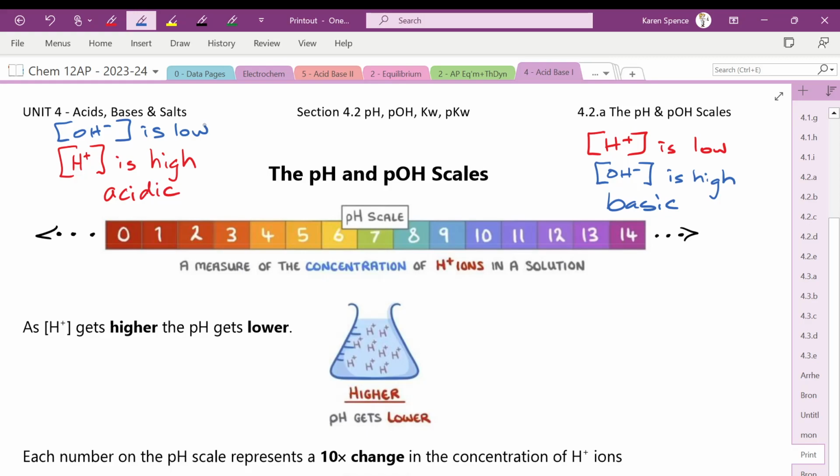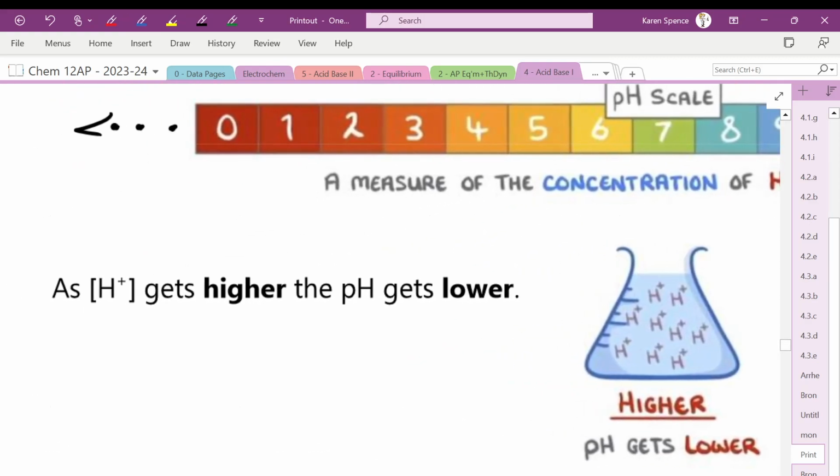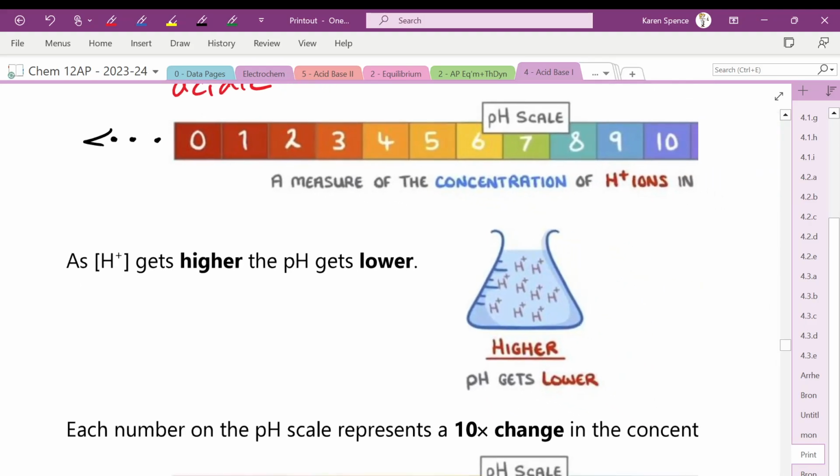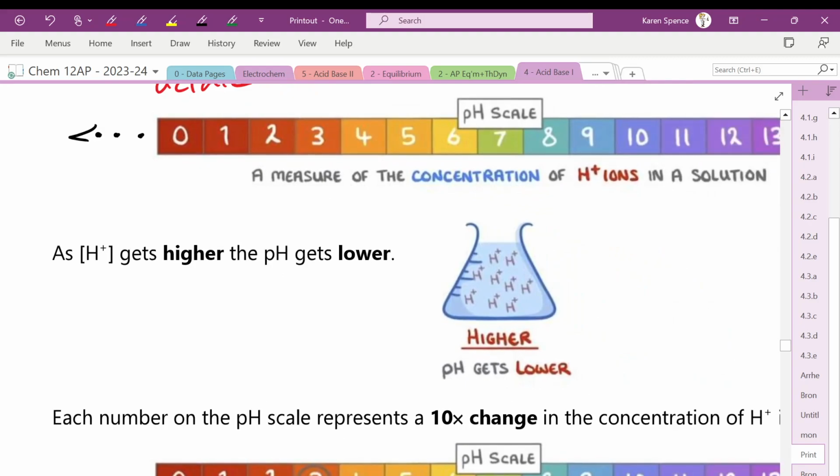So then the interesting thing to notice is that as pH gets lower, the hydrogen ion concentration gets higher. So you would think, oh, pH, I've got more, the bigger it is, but no, you have less hydrogen, the bigger the pH is. And we're going to find out why very shortly. It has to do with taking a negative log, okay?